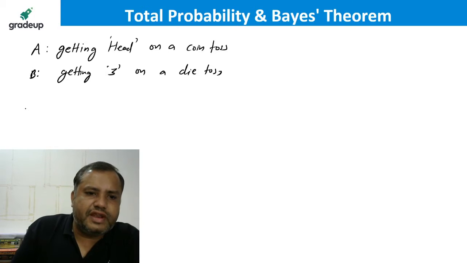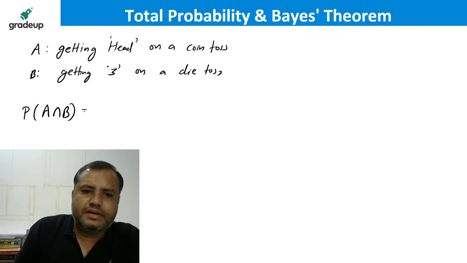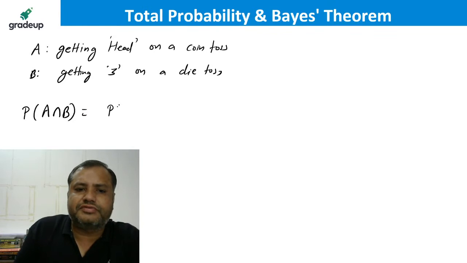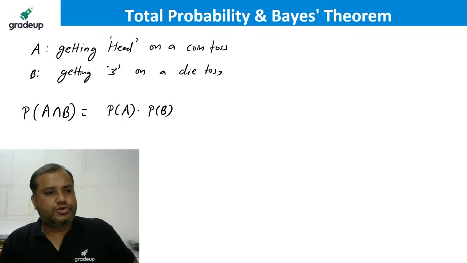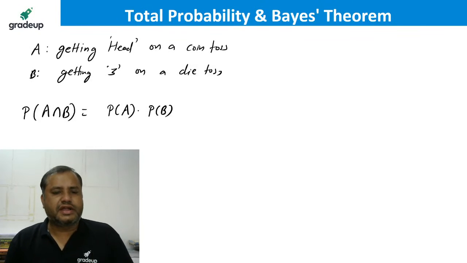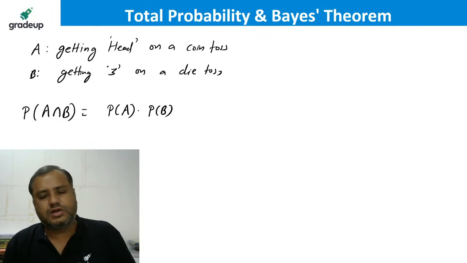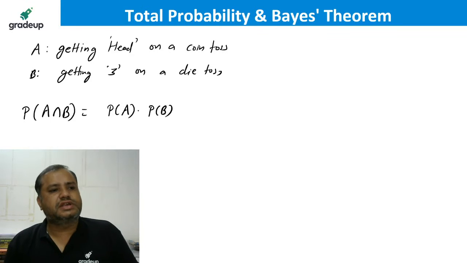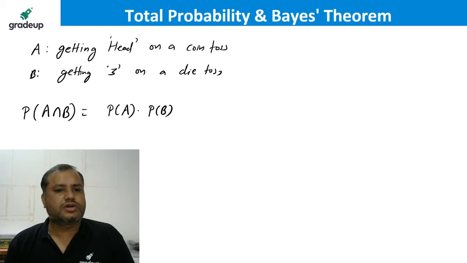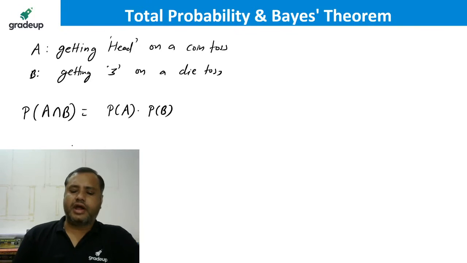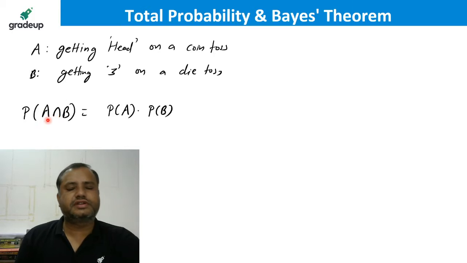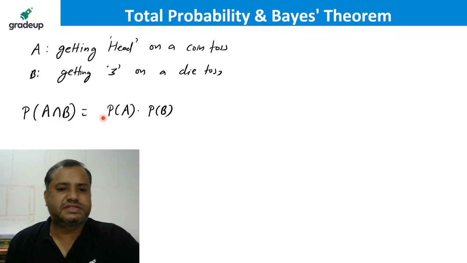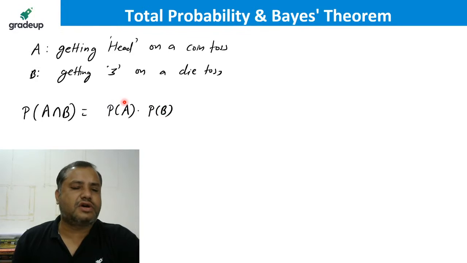Okay. So even if you calculate the joint probability of A and B, in that case, it will be simply the product of their marginal probabilities. So no event is dependent on the other. Getting head is not dependent on the die toss outcome. Getting 3 on a die toss is not dependent on the coin toss outcome. So ultimately, the joint probability of A and B is simply the product of the marginal probabilities of A and B.